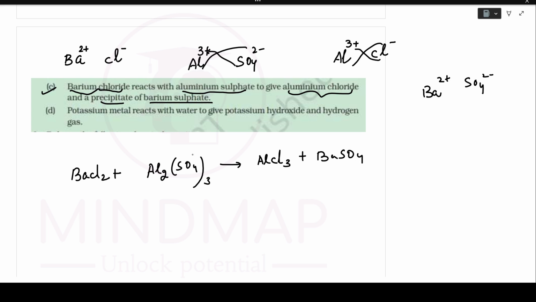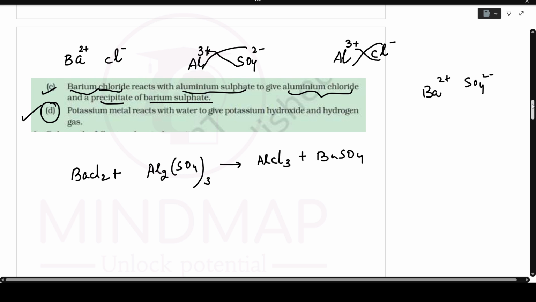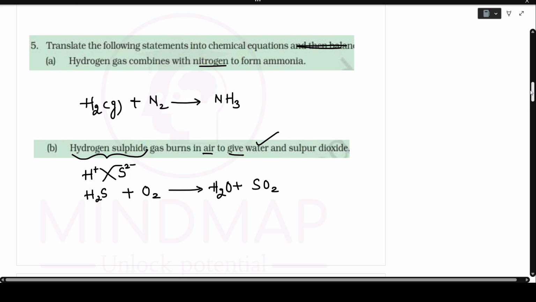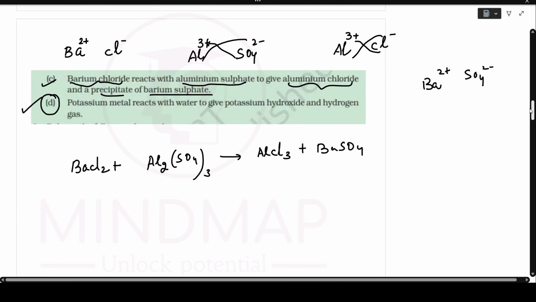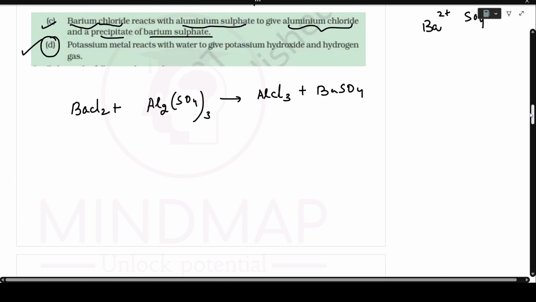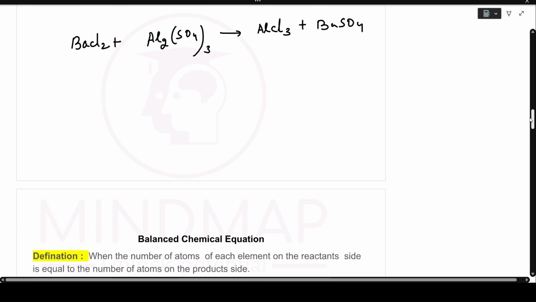Clear? So this is how you write a chemical equation. Now this D1, you try it by yourself and write the answer in the comment box. Fine. Now all these equations which you have written here are unbalanced equations. So these are skeletal equations.